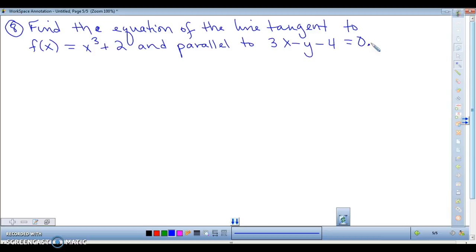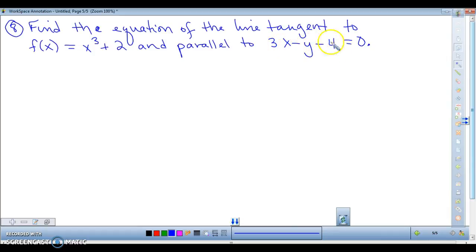Okay, so what we have to do here is notice that they don't give us a point or anything here. But you know, in order to find the equation of a line, you've got to know your slope and you've got to know a point. What they haven't told us is the point. We know that this is the curve. We know that whatever line is tangent to this curve that they want us to find is parallel to this line. So what we need to figure out is, well, what is the slope of this line?